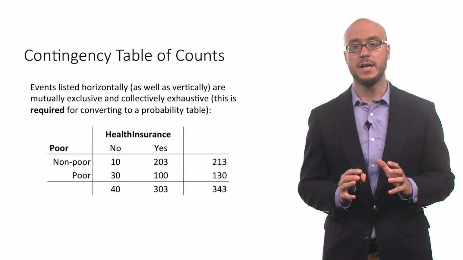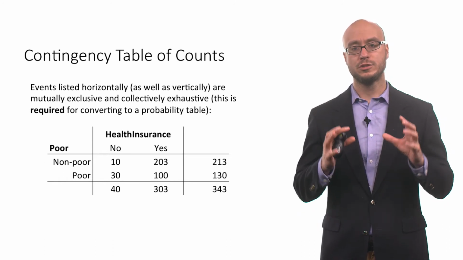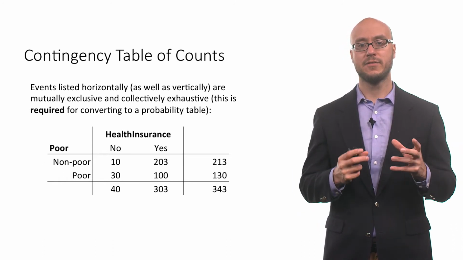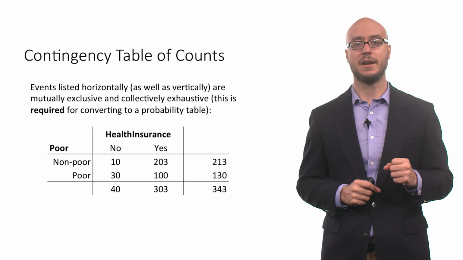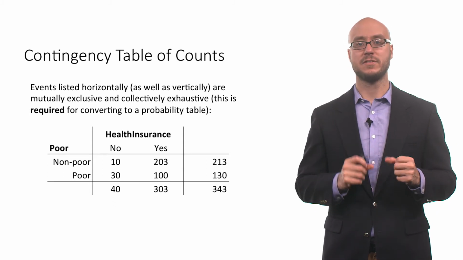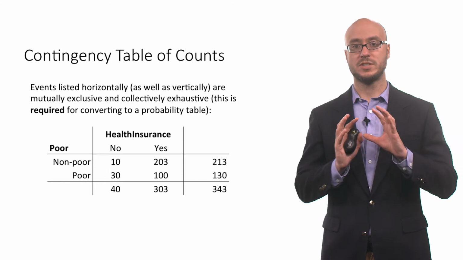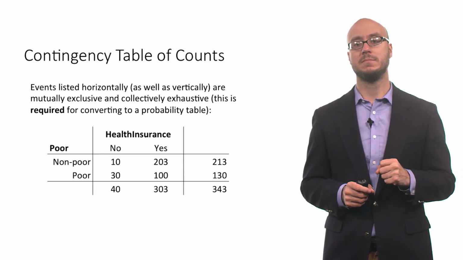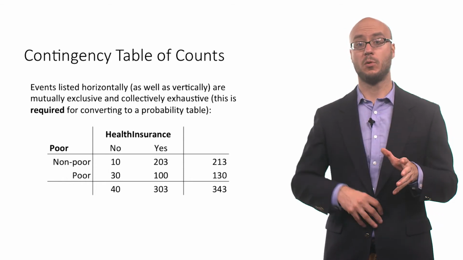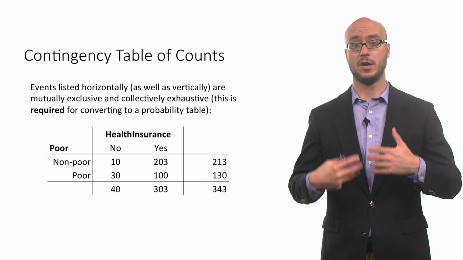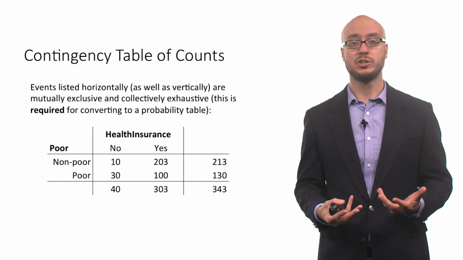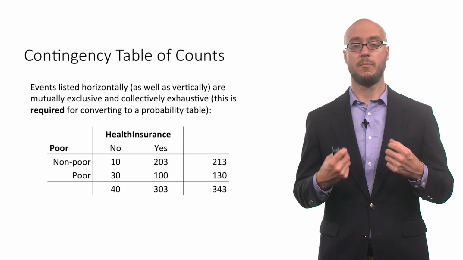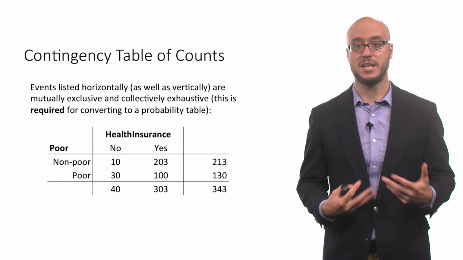But before we do that, we should keep in mind that we're treating these different levels for each categorical variable as a different sample space. So we're in essence saying the possible outcomes for being poor are non-poor and poor. We're saying, okay, these are mutually exclusive and collectively exhaustive possible outcomes. That's the sample space.